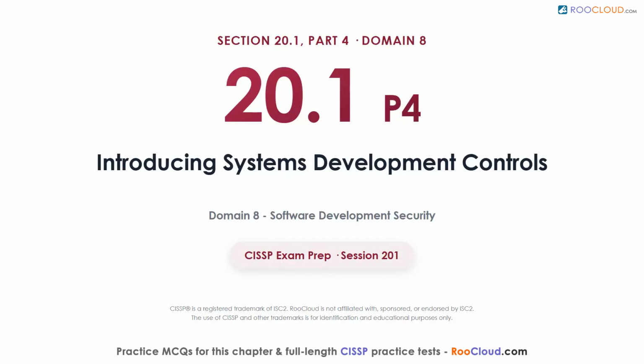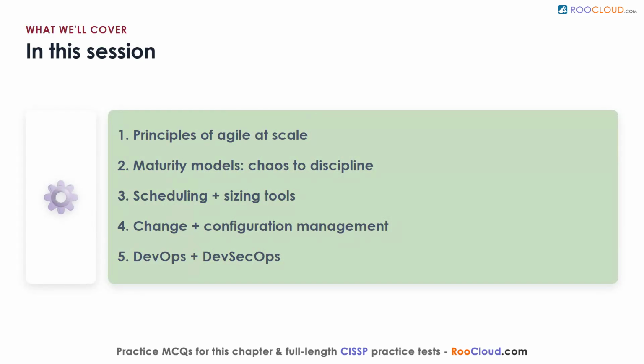Welcome to section 20.1, part 4. This is the 201st session of the CISSP exam prep series. This part turns to maturity models, project scheduling, and the disciplines that keep changing software under control. In this session, we'll measure how organizations mature and how they govern change.